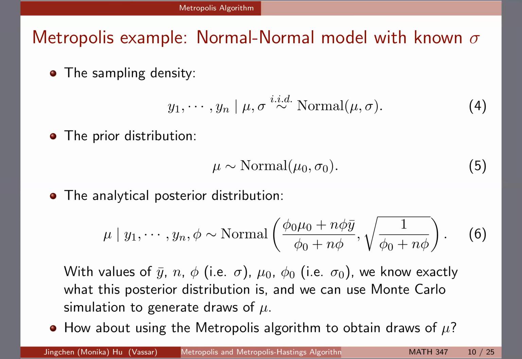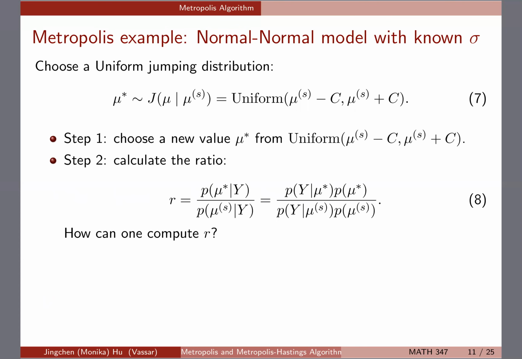All right, so the example that I'm giving here is using a uniform. It's centered at the current value. And C, the capital C here, is the jumping step, right? The larger the C, the wider the interval you're drawing from, and the smaller the C, the narrower the interval that you're drawing from this uniform.